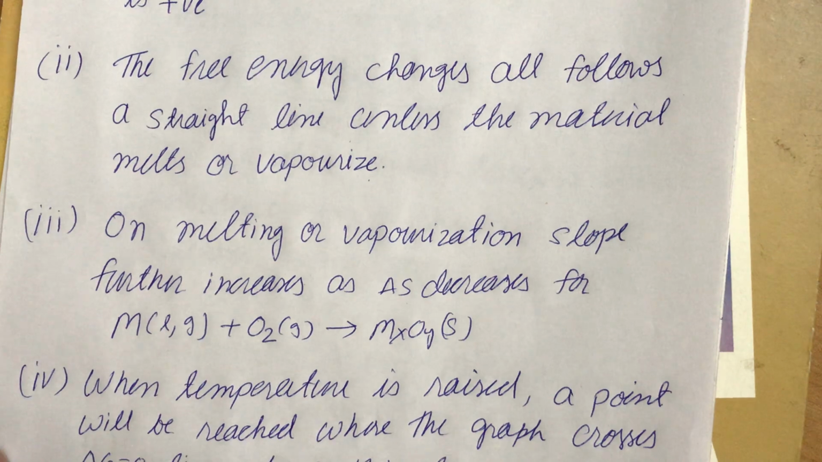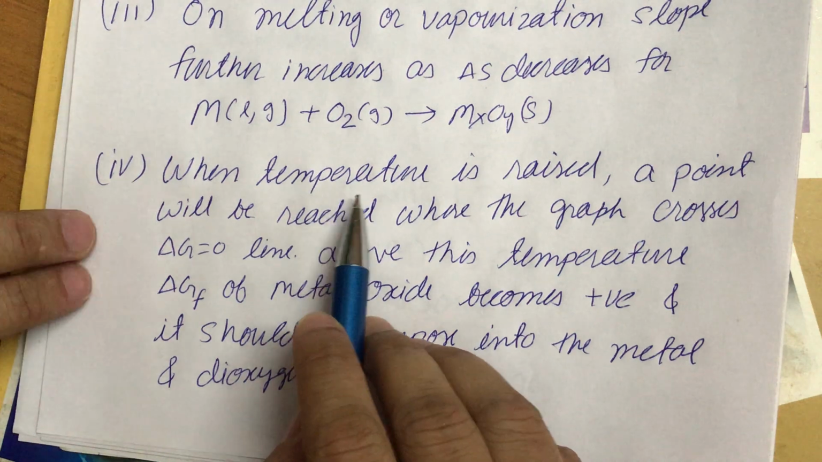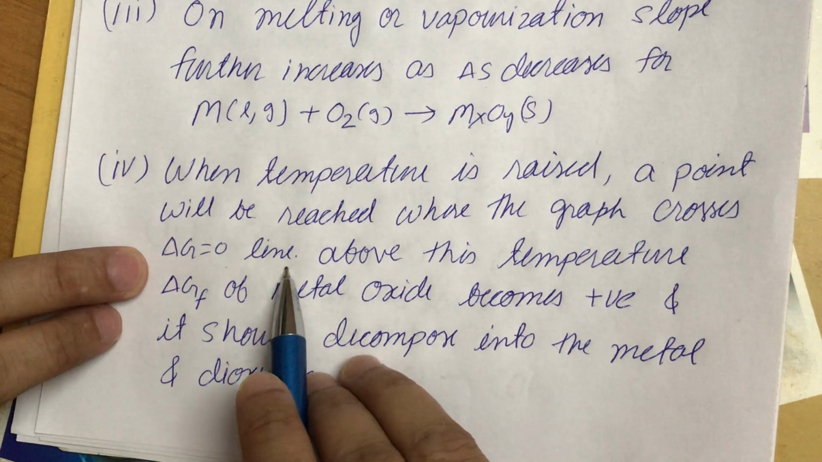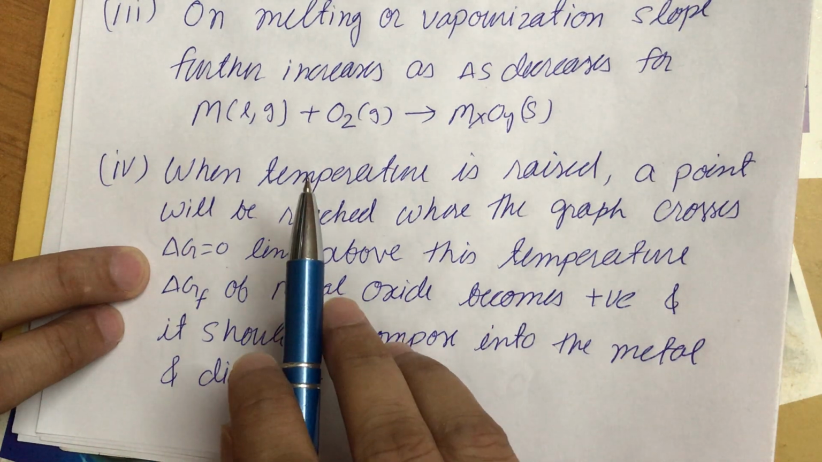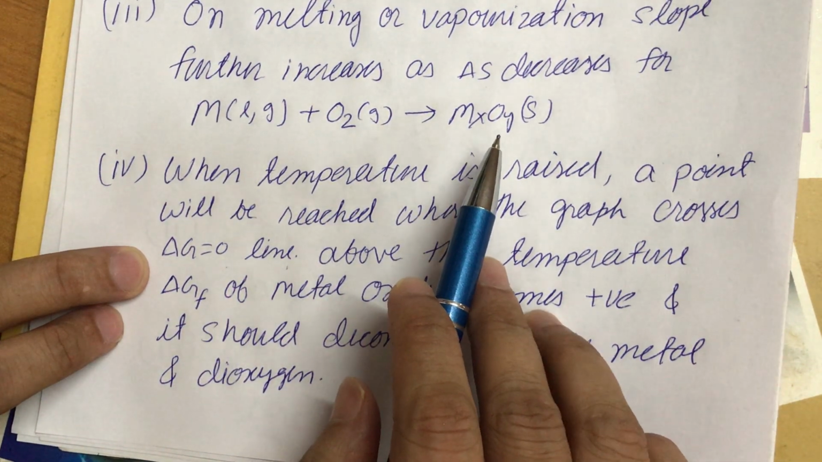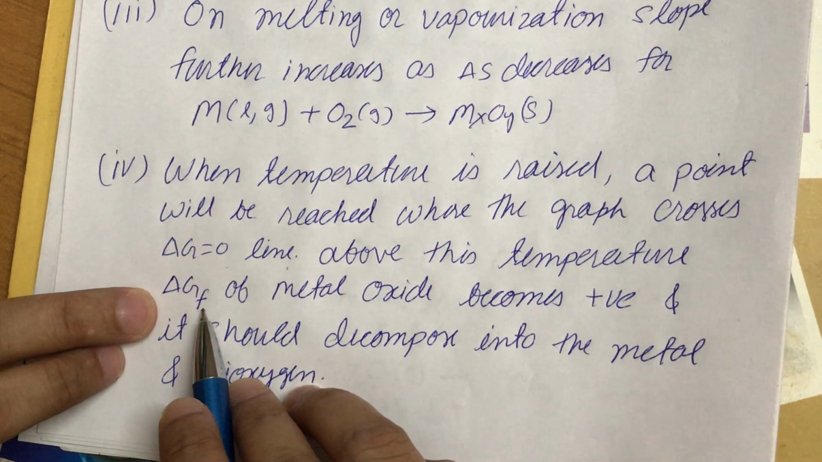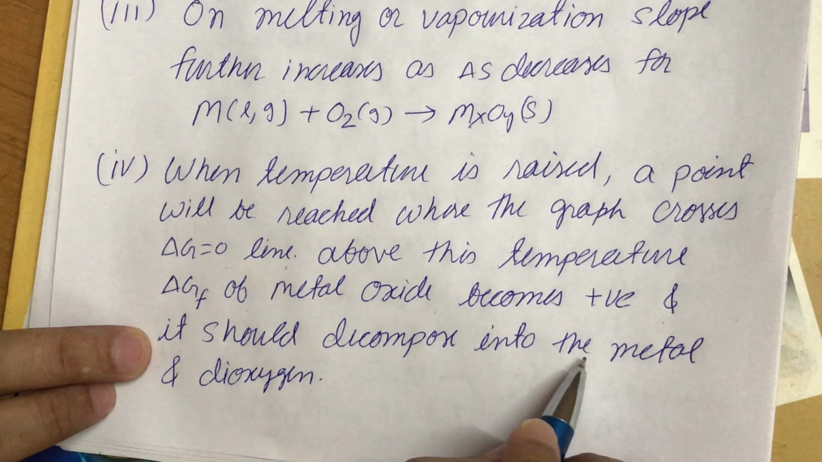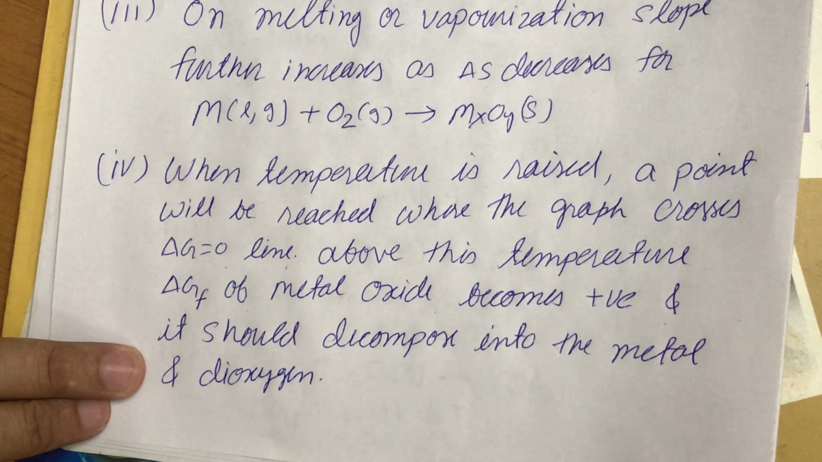Next point, when temperature is raised, a point will be reached where the graph crosses the delta G equal to 0 line. Whenever we increase the temperature, if the metal oxide formation has a positive slope, it will definitely cross the delta G equal to 0 line. Above this temperature, the free energy change for the formation of metal oxide becomes positive and it should decompose into the metal and dioxygen. So the significance of delta G is basically free energy of formation.